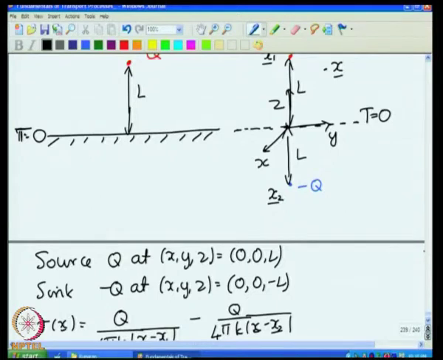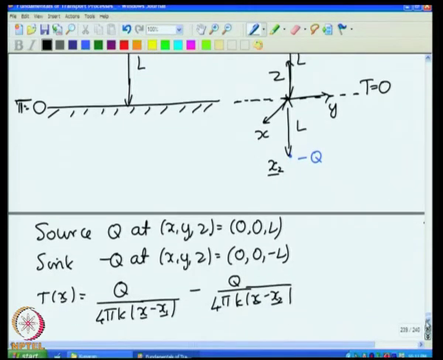second configuration has to be identical to the temperature field in the first configuration, because the equations that I am solving are the same. The boundary condition at the plane of symmetry in the second configuration is exactly the same as the condition at the wall in the first configuration. So, because of that, the temperature field in the first configuration is also given by this.